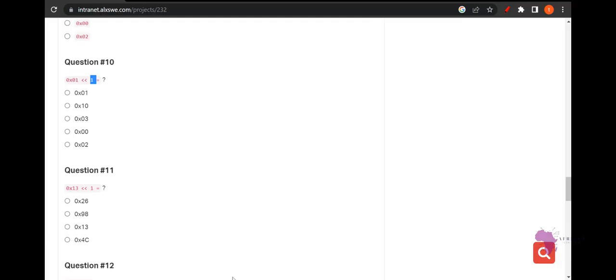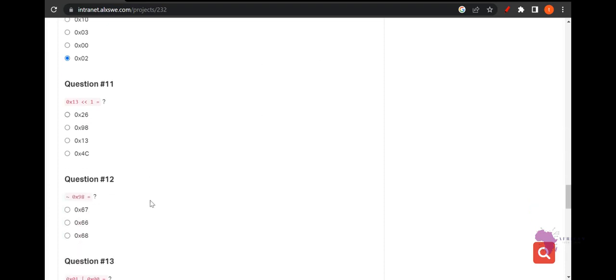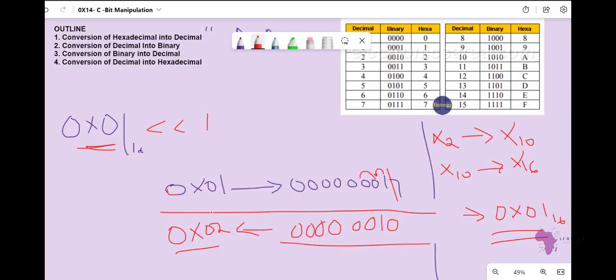Let's check. Where was it? Number 10. You have it here, so this is our answer. So let's get into number 11. Number 11 says 0x13, and then you go left shift also 1 step. So let's get back here, and I will wrap all this.